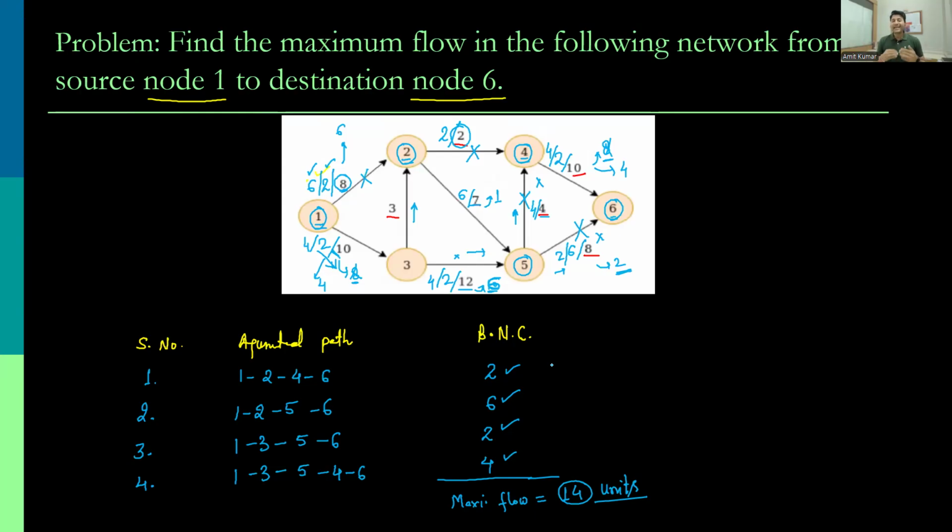Ultimately, you can have different augmented paths, you can have a different number of augmented paths, but ultimately your maximum flow will always be unique. Note this point with you. The maximum flow in a problem is always unique. You may have different augmented paths, you may have a different number of augmented paths, that does not matter. I hope you understand this problem.